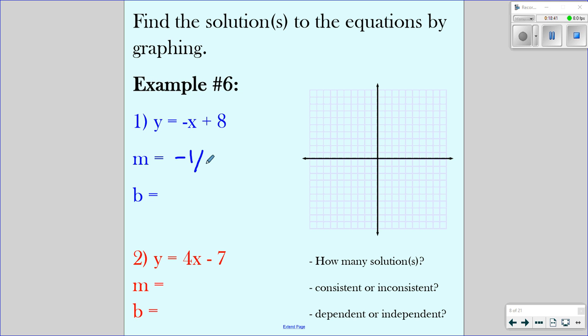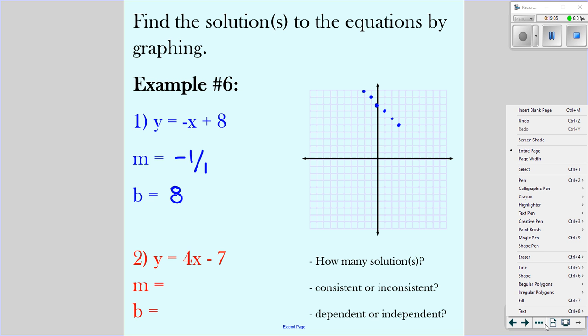I'm going to put -1/1 because we're going to graph it. And b is +8. So let's find our 8. 1, 2, 3, 4, 5, 6, 7, 8. And then we go 1 down and 1 to the right. And the opposite of 1 down and 1 to the right is 1 up and 1 to the left. And then I'm going to graph that afterwards, because I have to change screens.